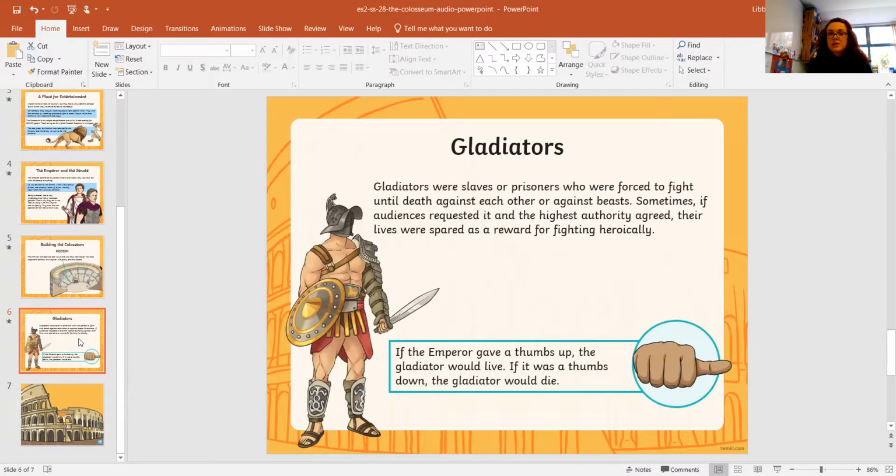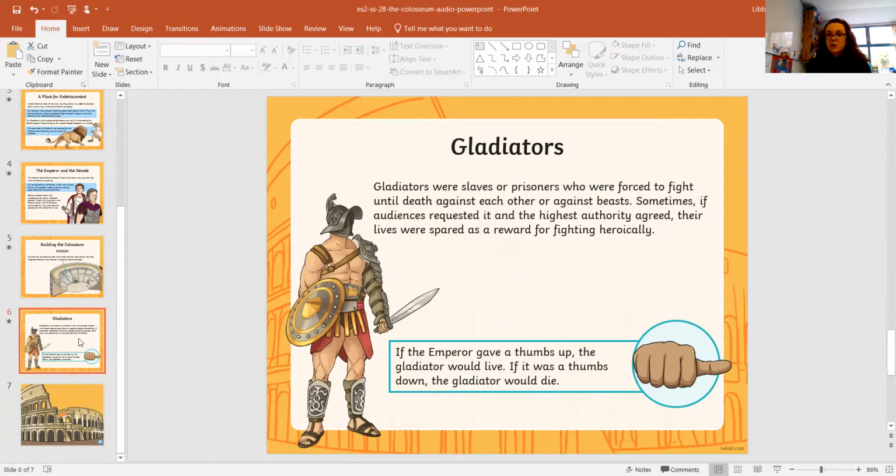So we do know about the gladiators. They were normally slaves, weren't they, all prisoners, and they were forced to fight. They didn't have a choice on that. And again, till the death, so you could die if you weren't a very good gladiator on there. Sometimes they fought against animals as well. So you might have got killed by a lion or a tiger as you were doing that.